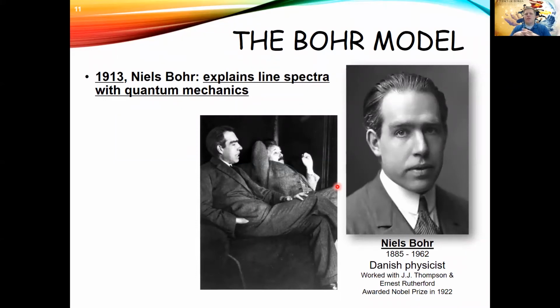So Niels Bohr used quantum mechanics to explain where these line spectra are coming from. And just a reminder, quantum mechanics, or quanta, it just means a specific amount. So if it's quantized, if anything is quantized, that means it exists only in specific quantities.